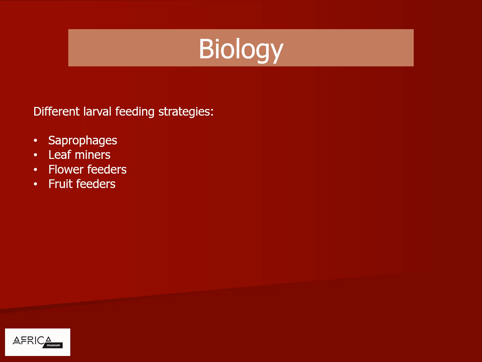Tephritid fruit flies have different strategies regarding the development of the larvae. Although called fruit flies, not all Tephritids are fruit feeders. Depending on the larval feeding behavior, we can recognize 4 different groups: saprophages, leaf miners, flowerhead feeders, and fruit feeders.